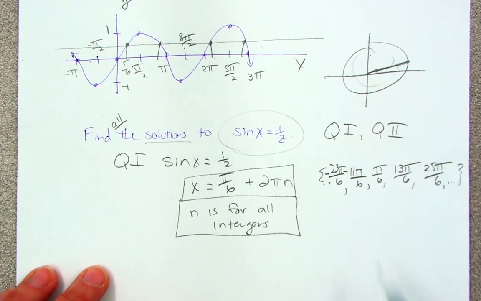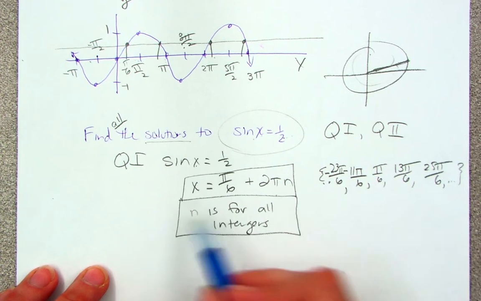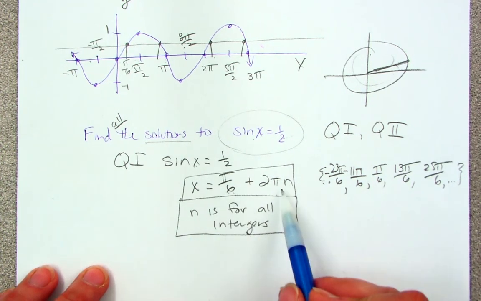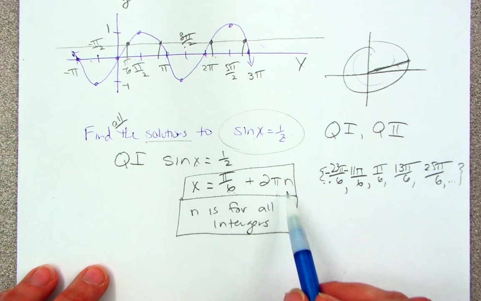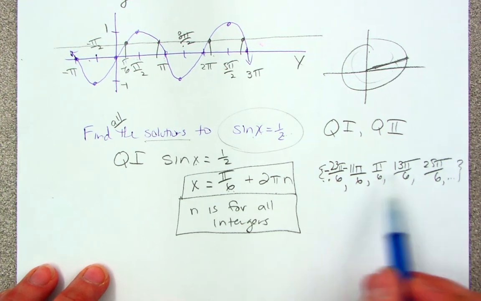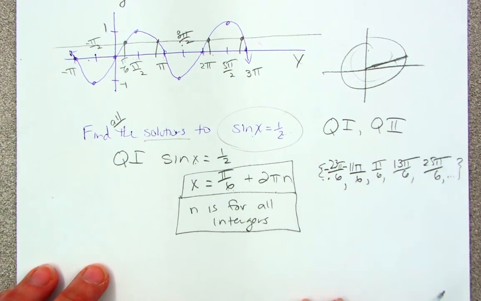But if I want to find all of them, I can't list them all out. I leave it here generically. It's this terminal side and every rotation, positive and negative. N is for all integers, -3, -2, 0, 1, 2, 3, 4, etc. But I can't write the list. I'm just giving you a suggested list of what that would be like.